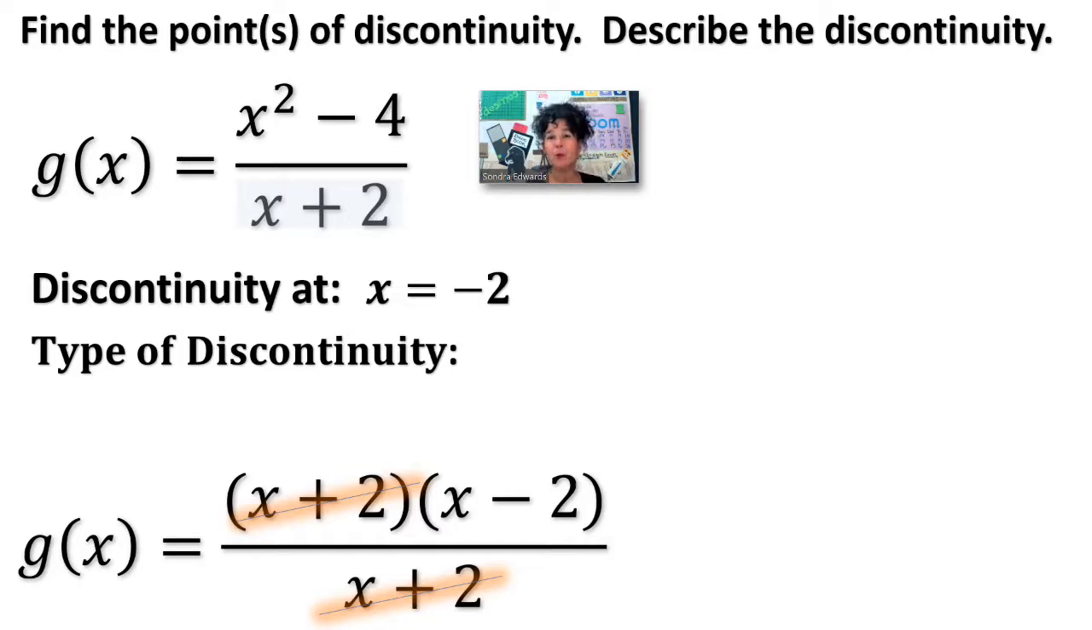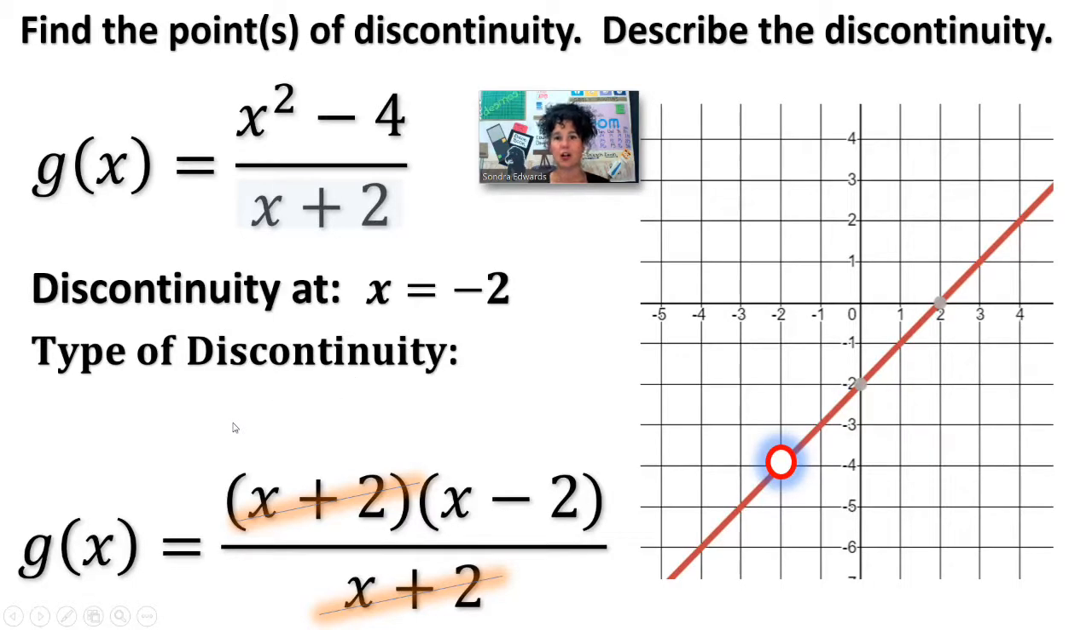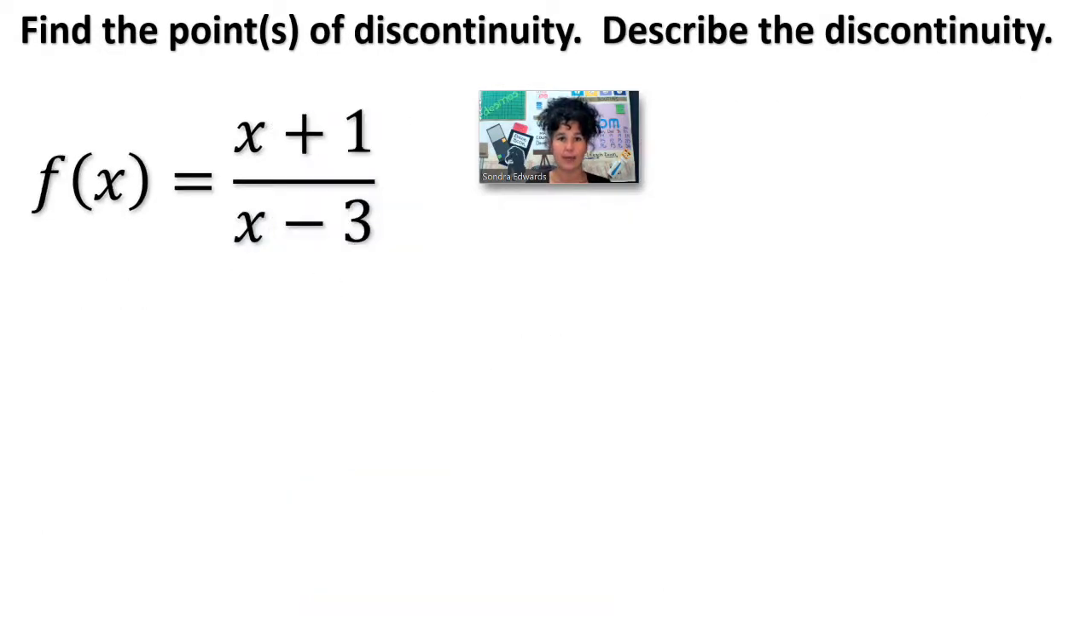And remember, removable discontinuities in the graphs, I said those are holes. That's because at x equals -2, the graph of g of x has a hole at x equals -2. Here's my picture of g of x, which is really just like the line y equals x minus 2. The only difference is we have a hole in the line at x equals -2. So when something cancels, it creates a hole, and that is a removable discontinuity. Let's take a look at another one.